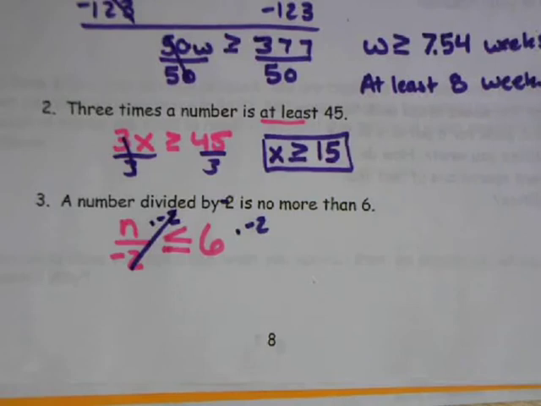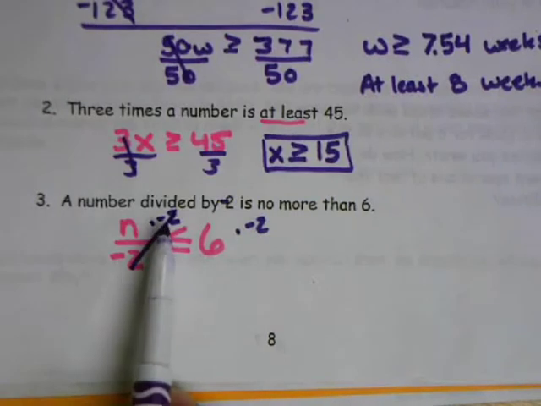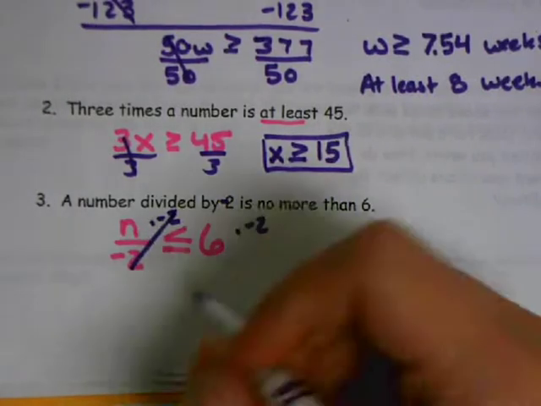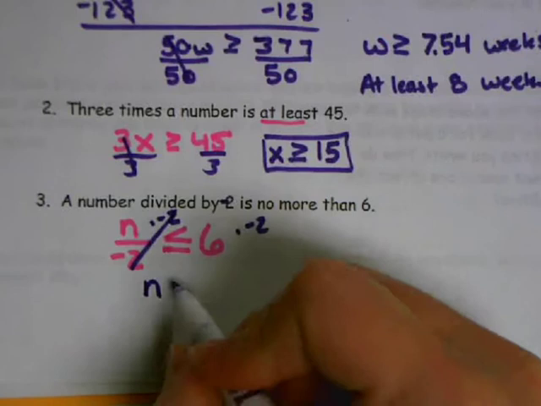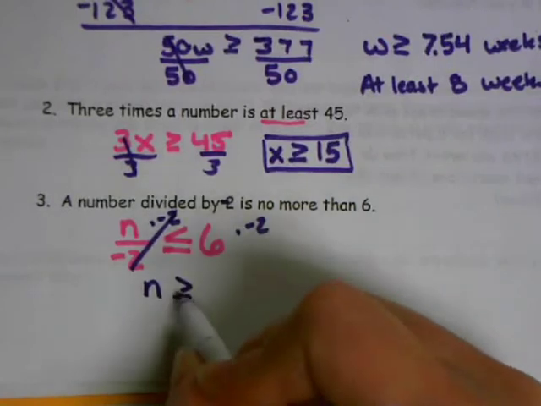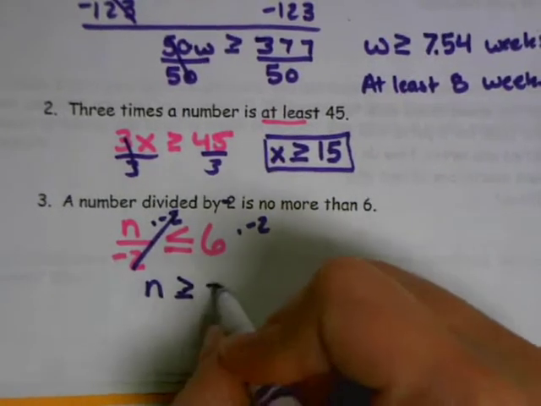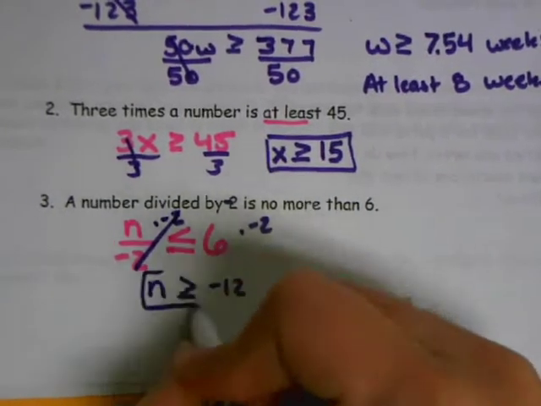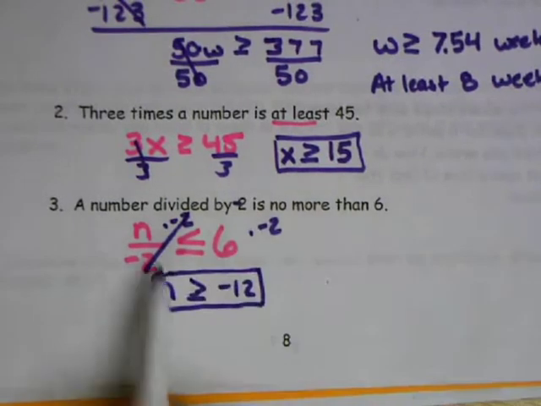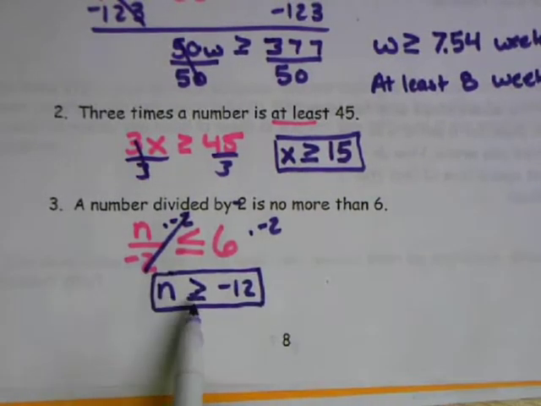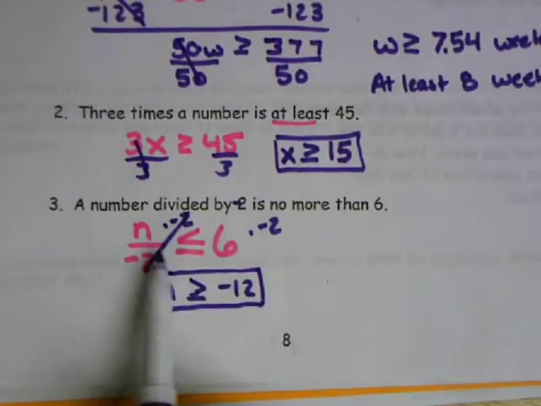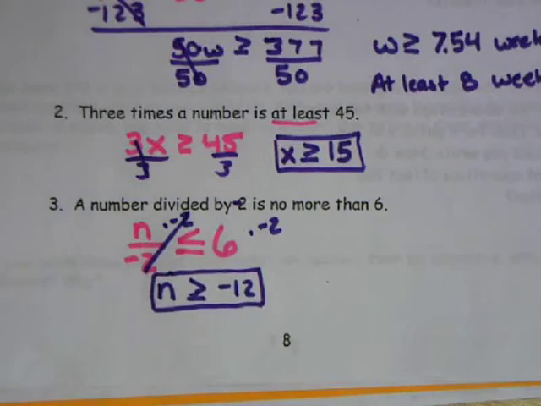Now, this time, what did we multiply by? A negative. So what are we going to have to do to the symbol? Flip it. N is going to be greater than or equal to what? 6 times -2 is going to be -12. So in this case, that would work if we picked an n that was anything bigger than or equal to -12 would make our inequality work.